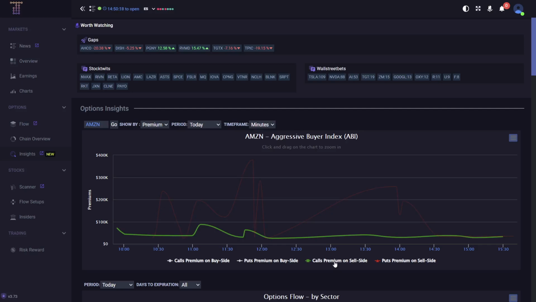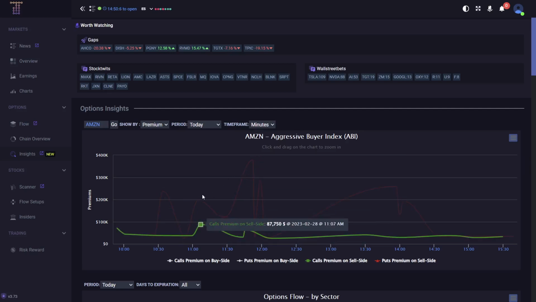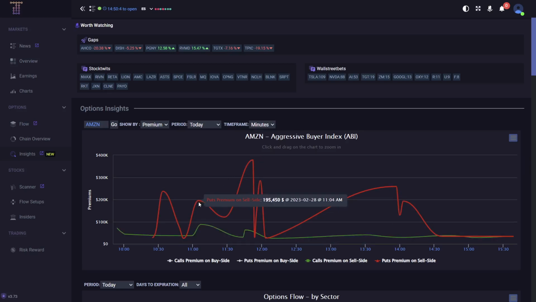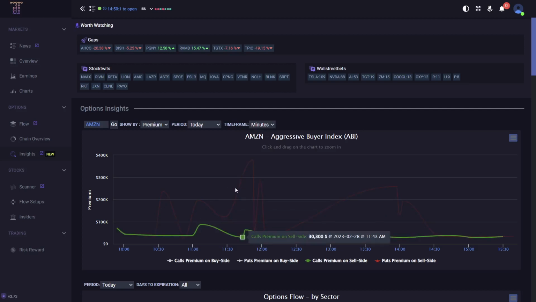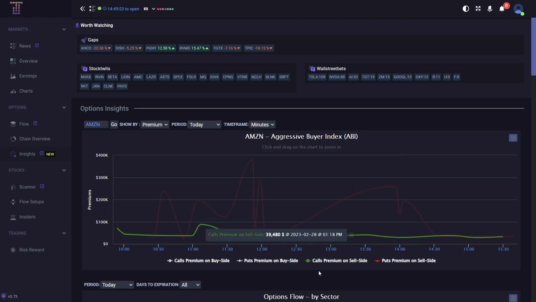So you can really utilize this to identify potential reversals and line that up with your support and resistance lines or other technical analysis you use to get in on the trade. So it looks like we had a couple of spikes today on Amazon. We had one at 10:30. We have a little spike right here at 11:04. When you click on it right here, it'll show you the different spikes that happened. And then right here we had a put spike, a sell put spike, a high one at 11:52.